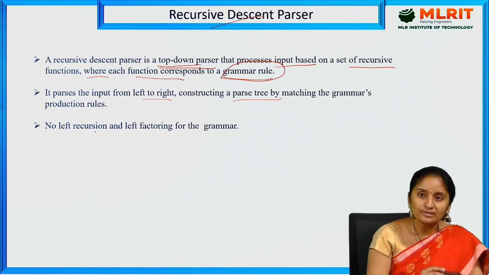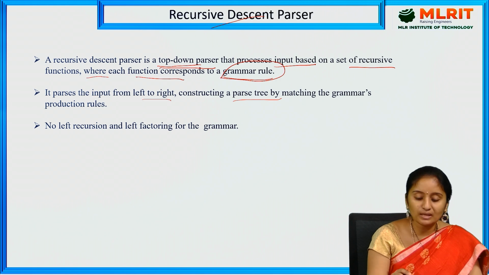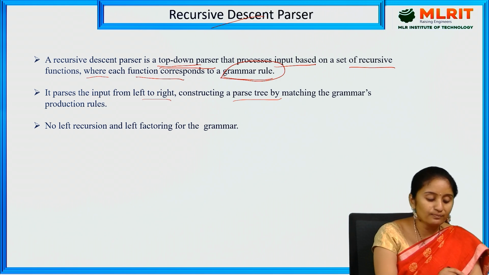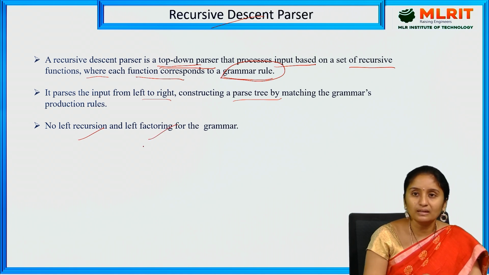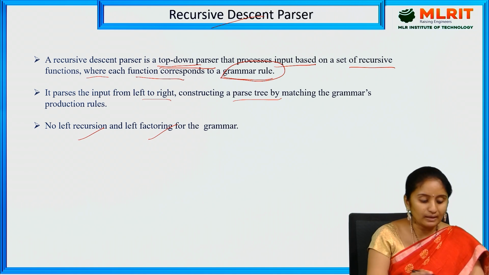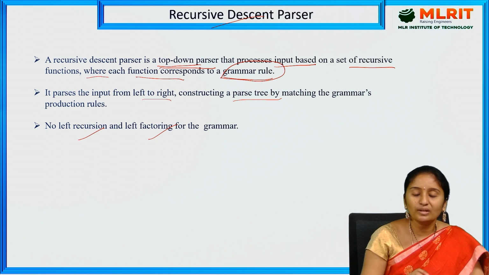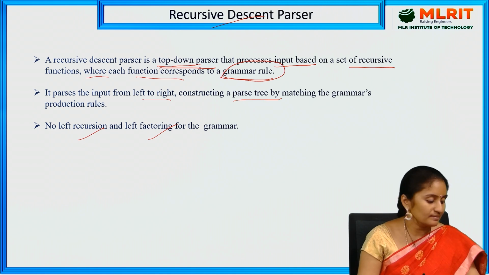To construct the recursive descent parser, first we need to check whether the given grammar is free from left recursion and left factoring. If it is free from these two, then only we can construct the recursive descent parser. If the given grammar has left recursion and left factoring, we need to remove them and modify the given grammar, and then only we construct the recursive descent parser.